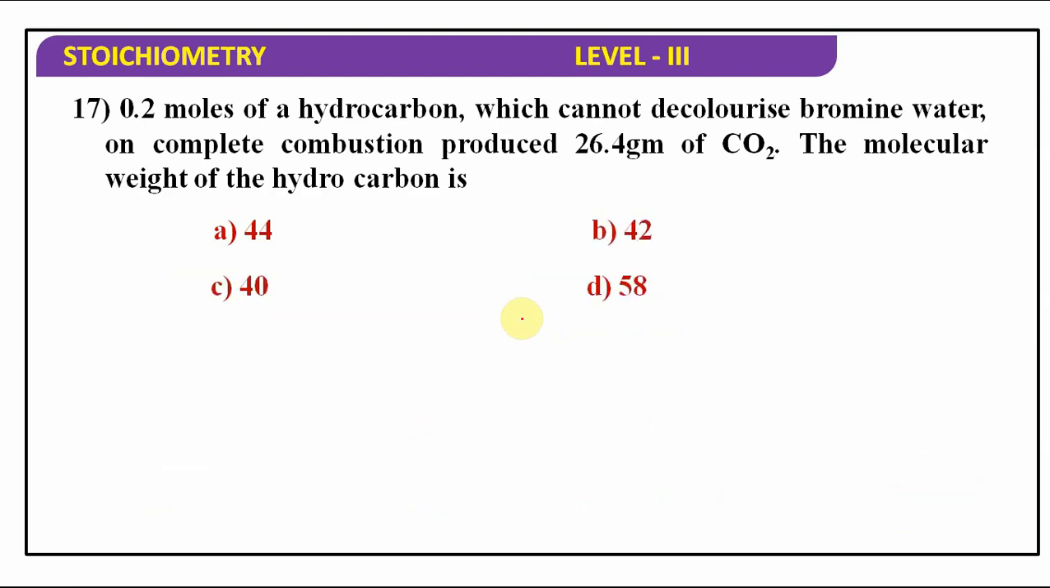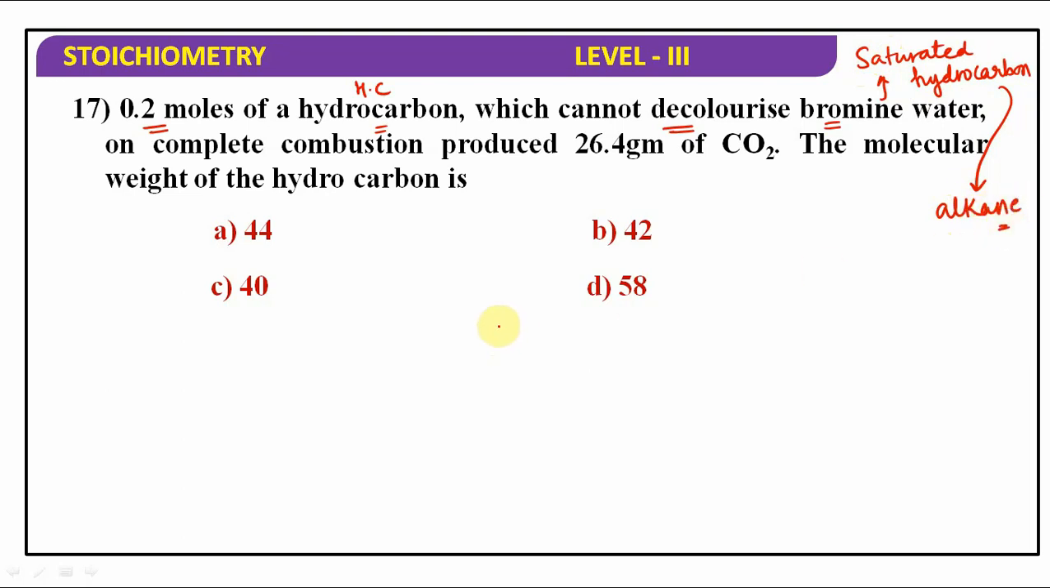Last question for today's session. 0.2 moles of a hydrocarbon. We don't know that hydrocarbon. But they gave a hint, that it cannot decolorize bromine water. Bromine water can be decolorized by unsaturated hydrocarbon. But they said it cannot decolorize, so it must be a saturated hydrocarbon, in the sense it must be an alkane. On complete combustion it produced 26.4 gram of CO2. The molecular weight of the hydrocarbon is.